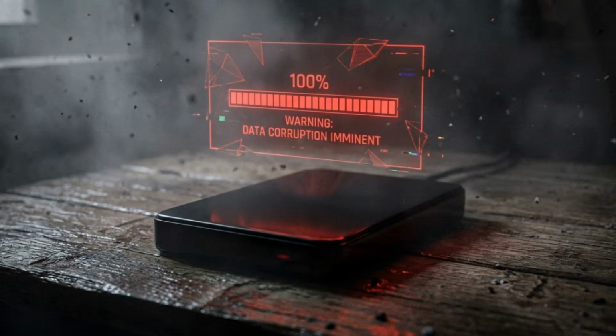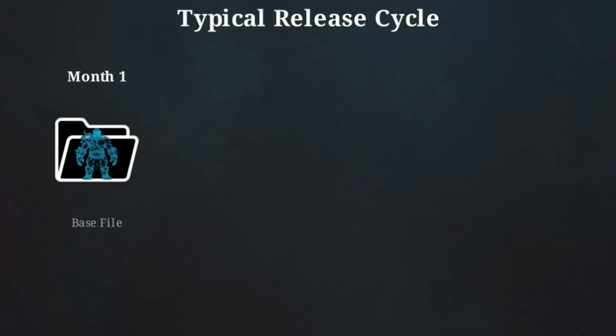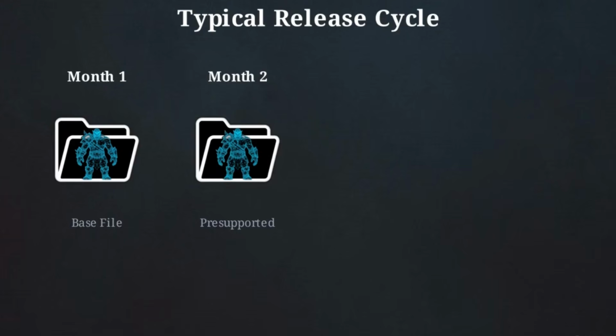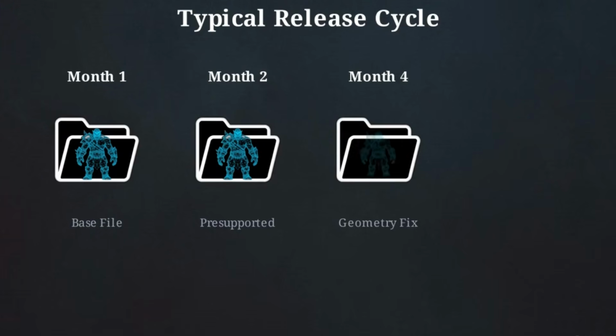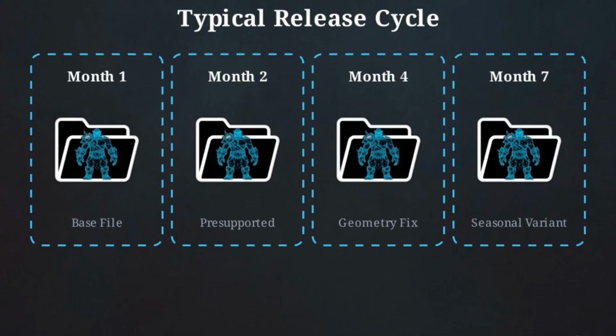If your hard drive is constantly full, it's probably not because you download too much. It's a direct result of how creators distribute their files over time. This diagram illustrates a typical release cycle for a character model. Month 1 brings the base, unsupported file. Month 2 adds a pre-supported version. Month 4 drops a minor geometry fix. And Month 7 introduces a seasonal variant using the exact same body. Every single one of these is a separate download.